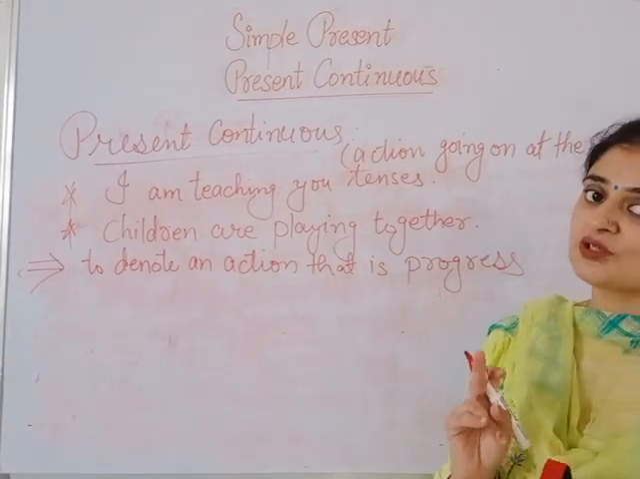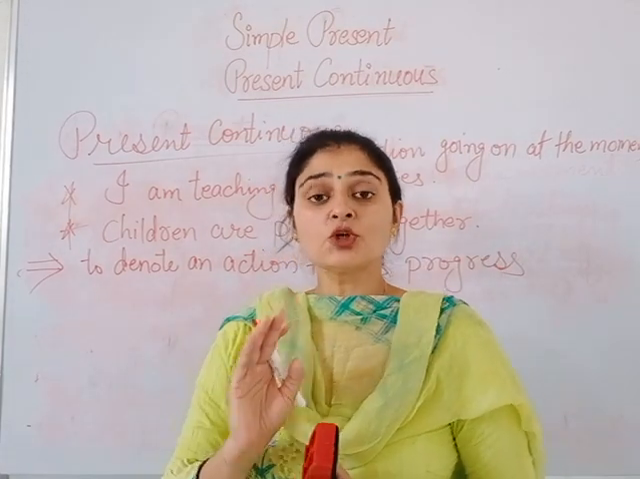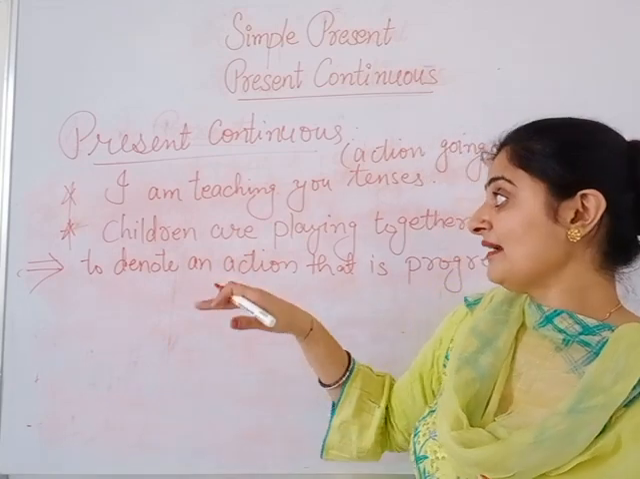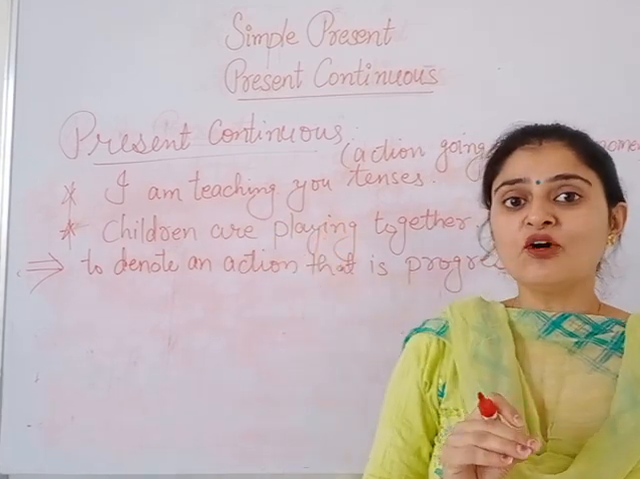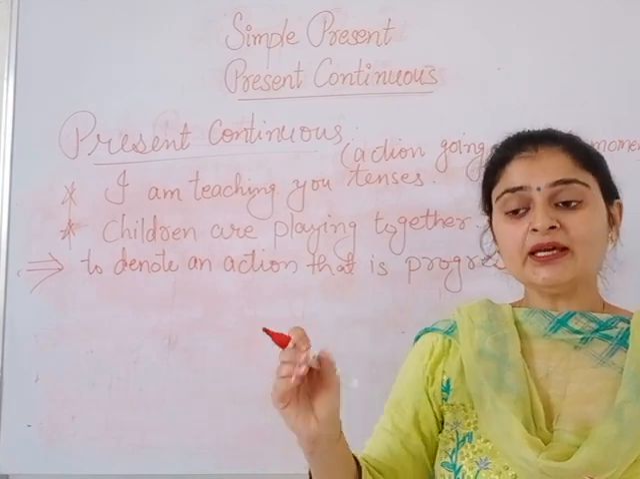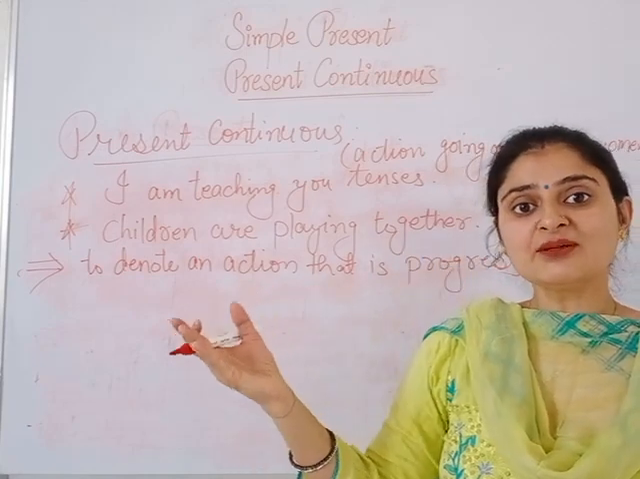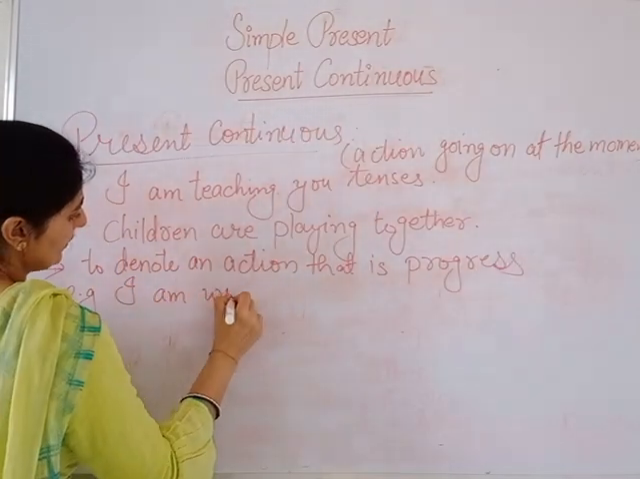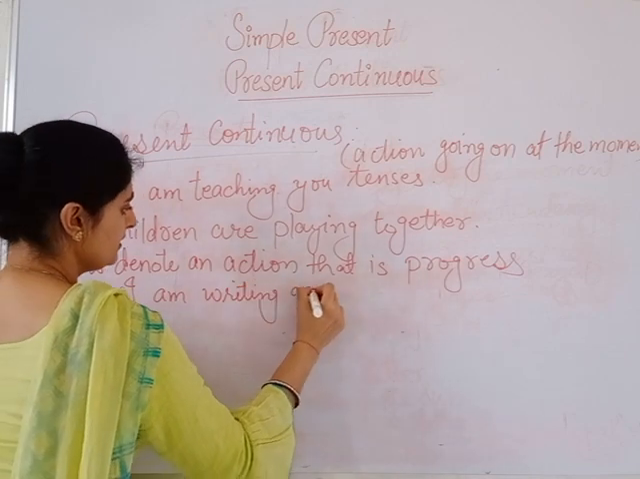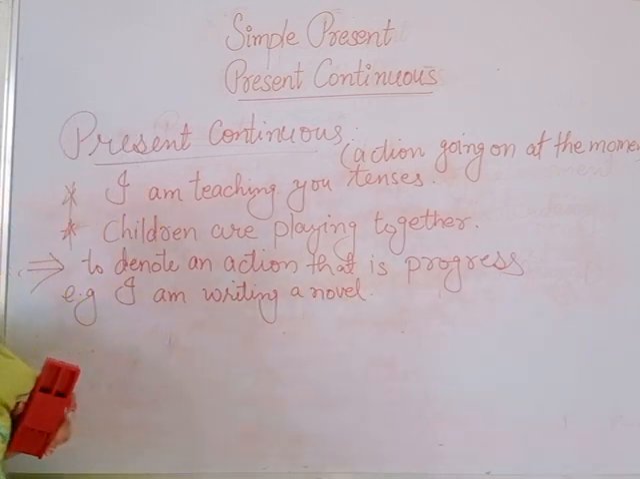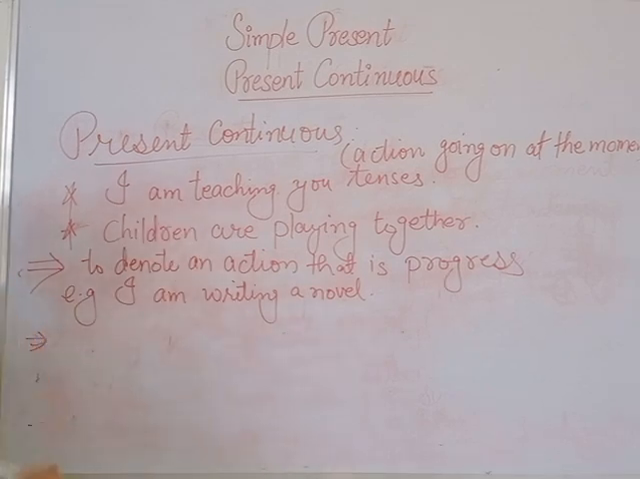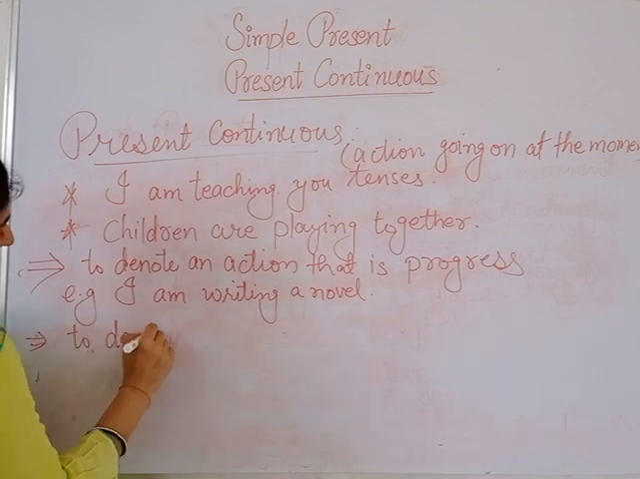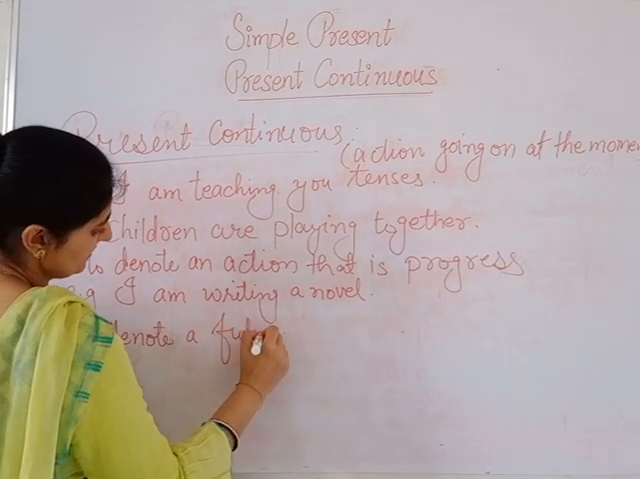But here the thing that you have to keep in mind is that it is not necessary that the work is being done at the very moment. Because right now I am teaching you tenses. I am not involved in writing the book. But the book writing work is in progress. So the example here, I am writing a novel, a book, anything. Clear, students?